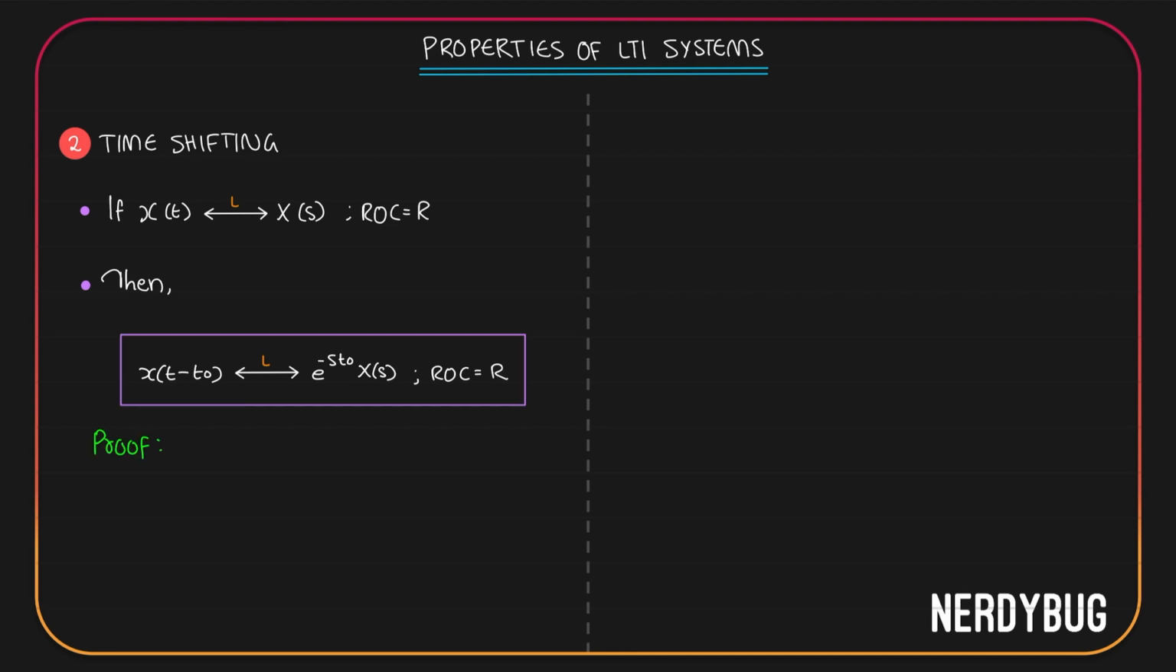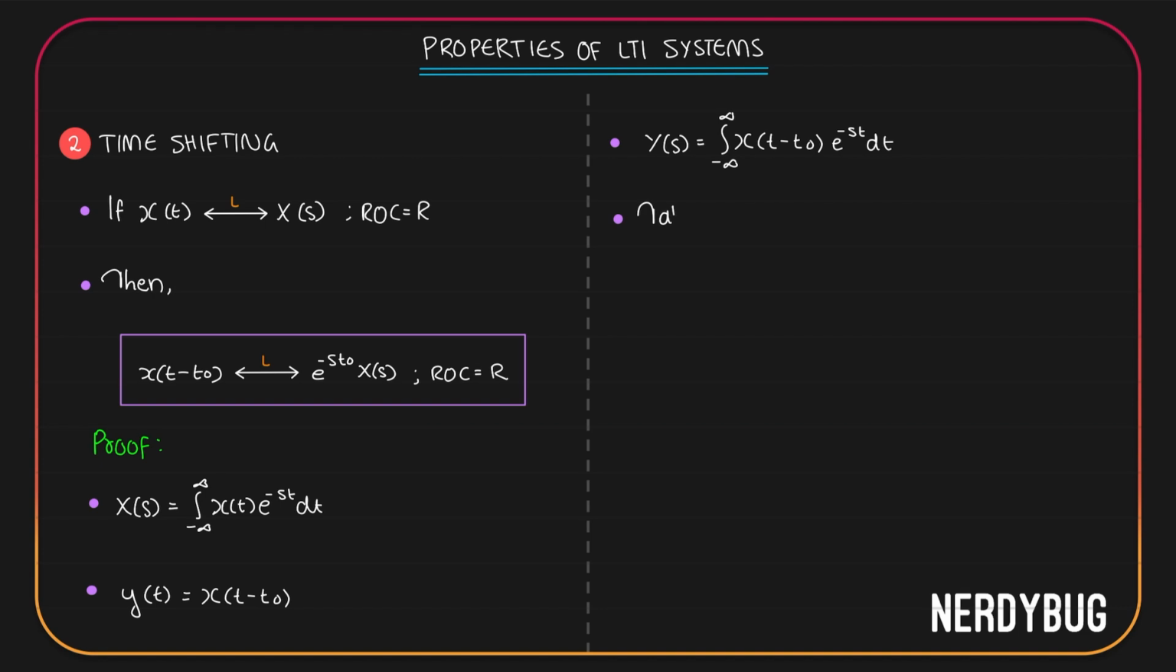Let us prove this. We know x of s is given as integral from minus infinity to infinity x of t e raised to minus st dt. Let us take y of t to be the time shifted version of x of t, that is x of t minus t naught. Then we can write Laplace transform of y of t, Y of s, will be equal to integral from minus infinity to infinity y of t e raised to minus st dt. But y of t is x of t minus t naught. Let us change that here.